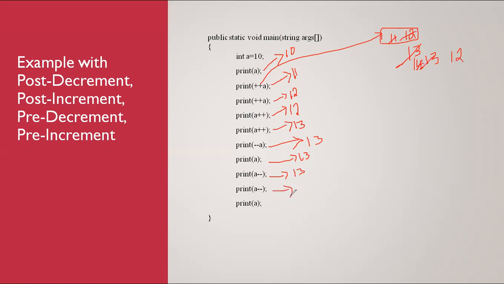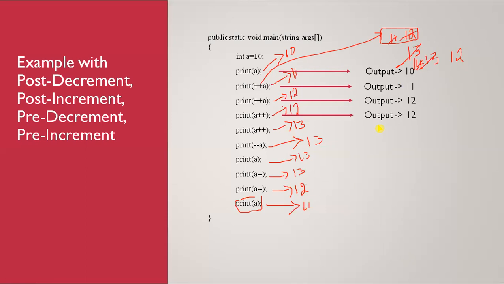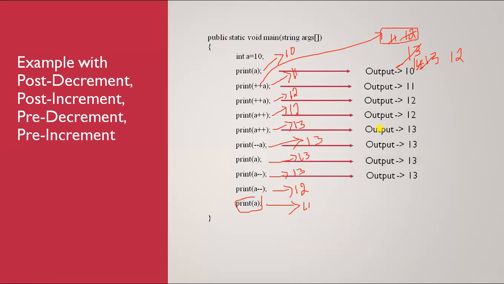So it is again post decrement, the value of a is 12, and it will get decremented by 1, and finally this would be a, that is 11. Okay, so that's how the output will come: first initially 10 and 11 and then 12, 12, 13, 13, 13, one more 13, 12, and 11. So this is how the output looks.